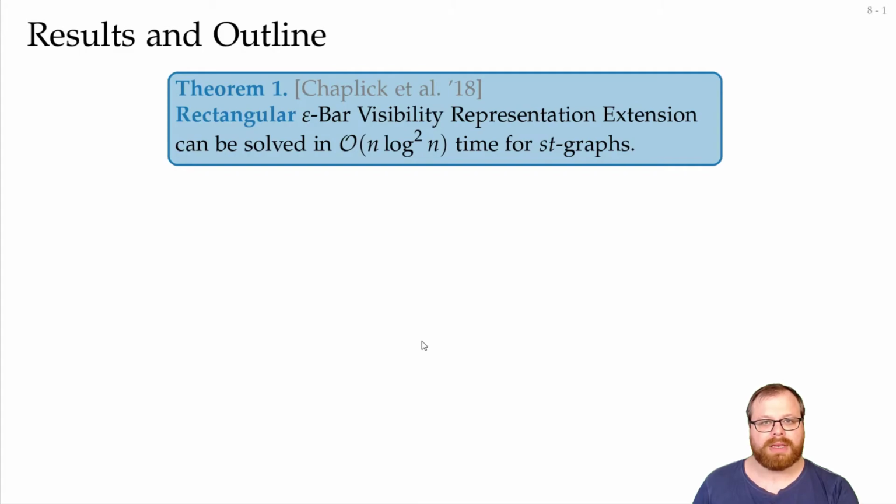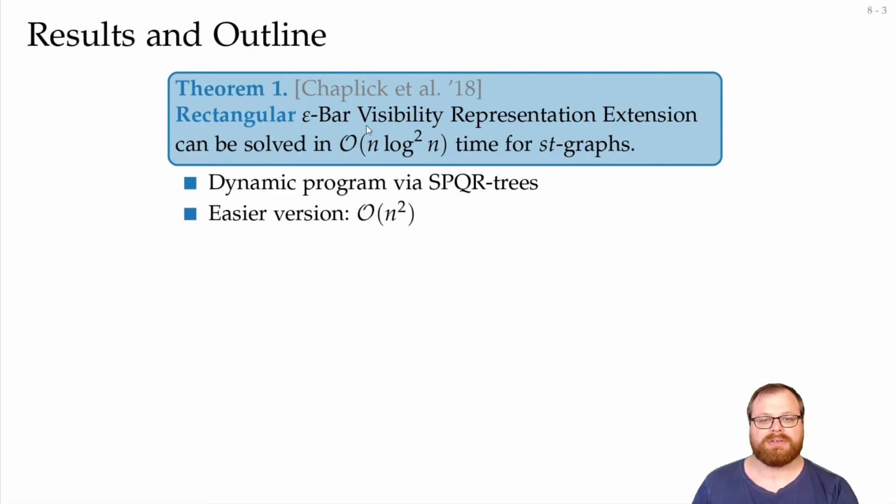I will present you 3 theorems, 2 of which we will show in the lecture. The first one is: rectangular epsilon bar visibility representation extension can be solved in order of n log squared n time for ST graphs. For this theorem, they gave a dynamic program which uses so-called SPQR trees. We won't go so much into the running time. Instead, we will present an easier version where we get quadratic runtime. To get it down to here, it's quite tough, so we won't have a look at that. It's more interesting for us that we can do it efficiently.